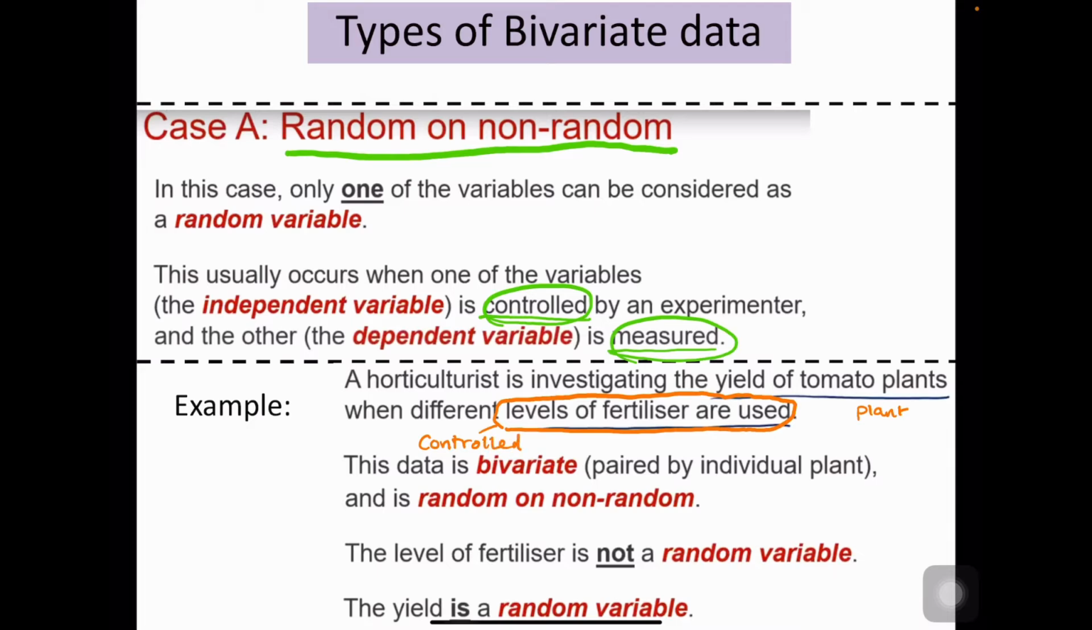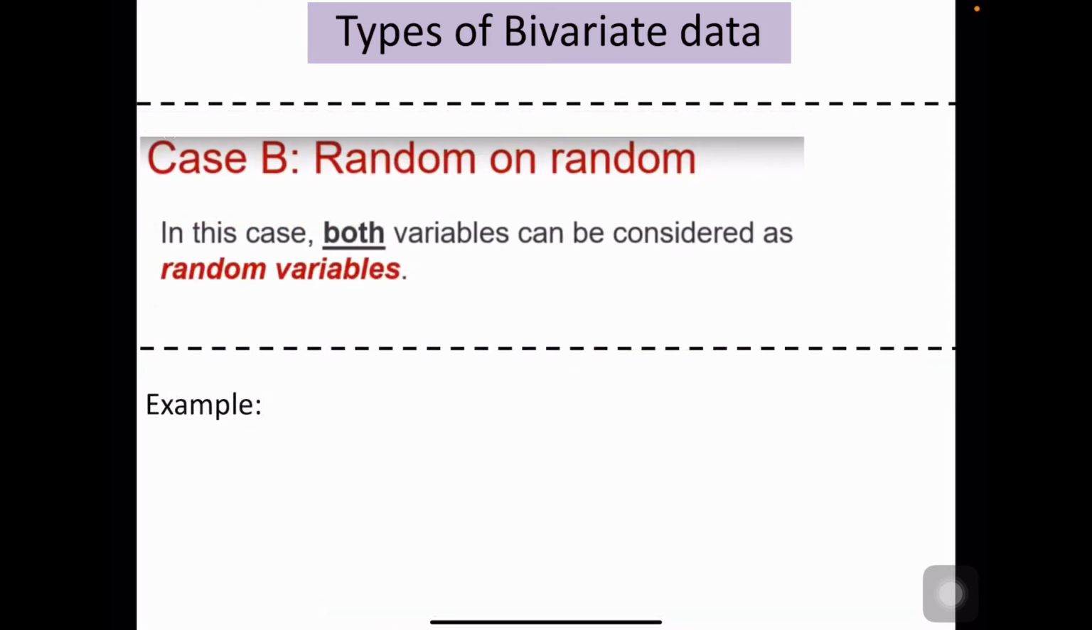He or she is determining a certain amount of fertilizer to use and then investigating the results, measuring the yield of the tomato plants and seeing what differences emerge based on how much fertilizer is being used. So the level of fertilizer is not a random variable, the yield is a random variable. The second type of bivariate data is random on random.